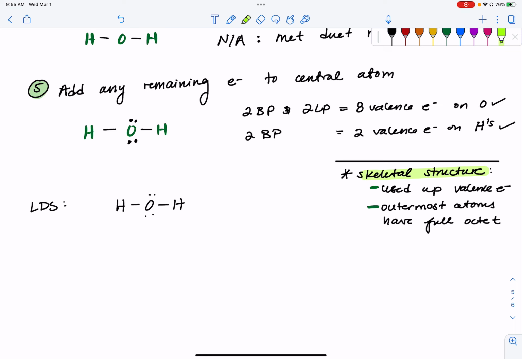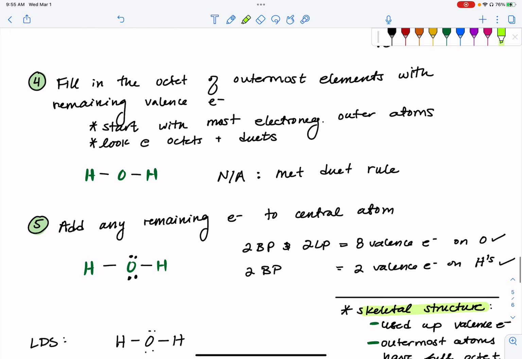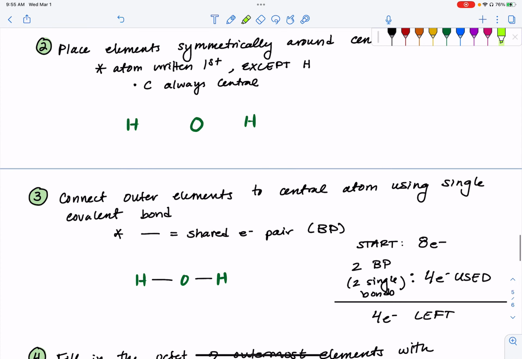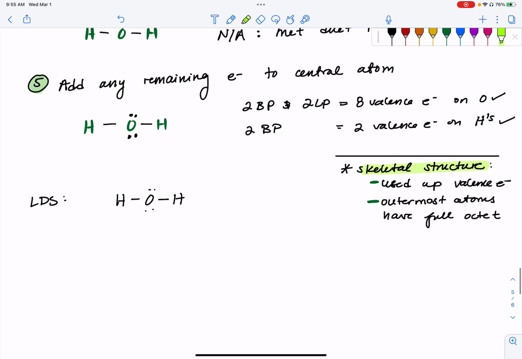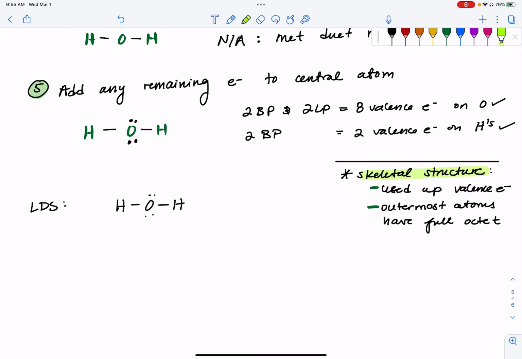Now for compounds that are a little bit more complex than water, we might have to do a little bit more. So on Friday, we're going to continue this process or procedure. So we're going to start over from the very beginning with some new element, and we're going to look at what might have to follow if our skeletal structure is not our actual Lewis dot structure. Because here, we've used up all our valence electrons. We know that the duets on the outermost are full, but since we also have everybody with satisfied octet, then this is a valid Lewis dot structure.